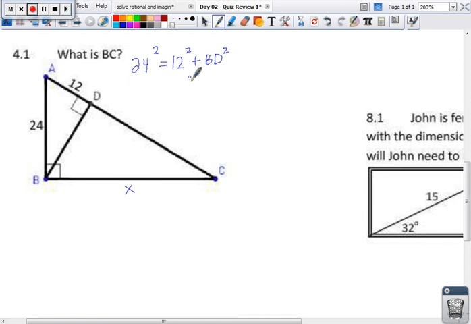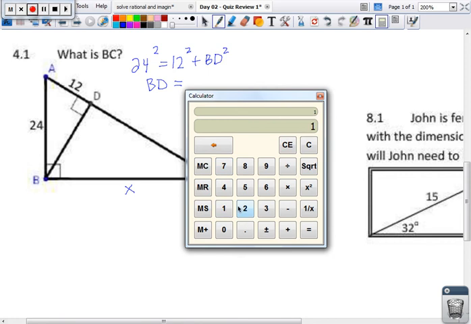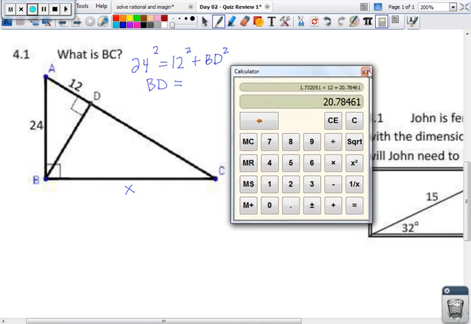So we start with Pythagoras. We find out that BD is exactly 12 root 3. So let's see what that is approximately. 12 times the square root of 3 is 20.78. We'll go with 20.78.